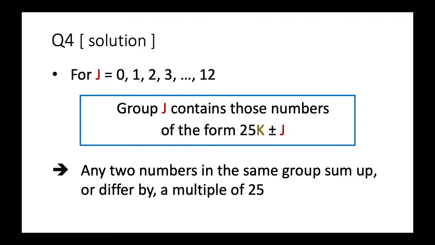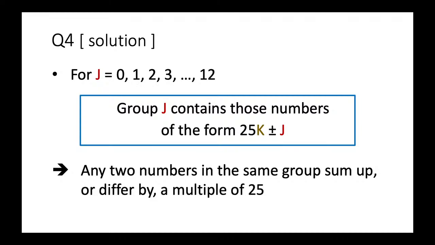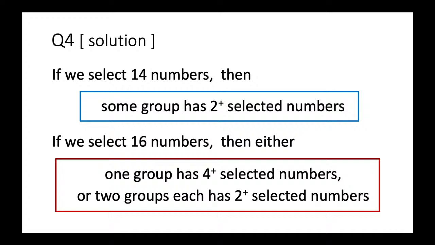So this is our claim: any two numbers in the same group have a sum or difference that is a multiple of 25. And so the normal Pigeonhole Principle tells us that if we select 14 numbers, then some group will have two or more selected numbers, because we have only 13 groups.